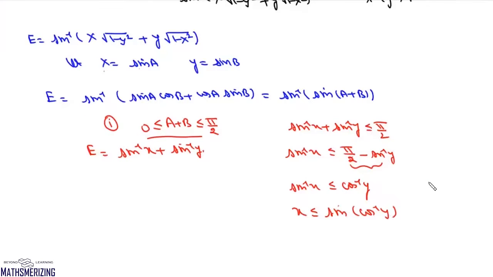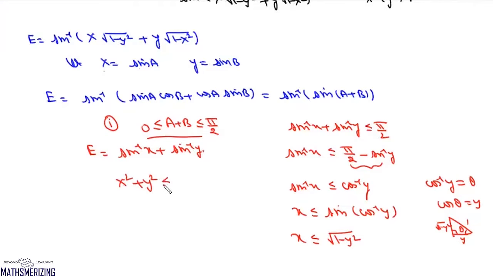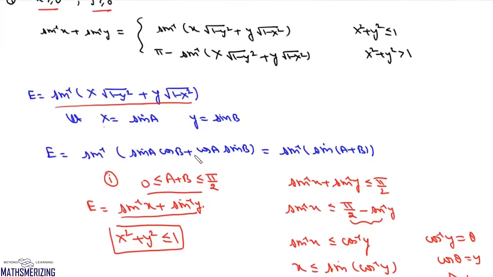So what we'll do is we'll take cos inverse y as theta, that is cos theta is y. So we'll draw a right angle triangle. So this is theta, this is y, this is 1, and this is under root of 1 minus y square. So sin theta here will be under root of 1 minus y square. So we'll get x is less than or equal to under root of 1 minus y square, or we'll get this condition which is x square plus y square is less than or equal to 1. So when x square plus y square is less than or equal to 1, then sin inverse of x under root 1 minus y square plus y into under root 1 minus x square is equal to sin inverse x plus sin inverse y, and that is the first part of our result.